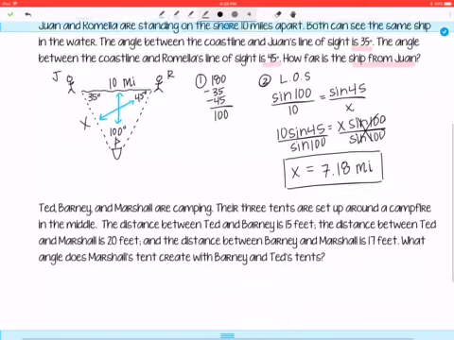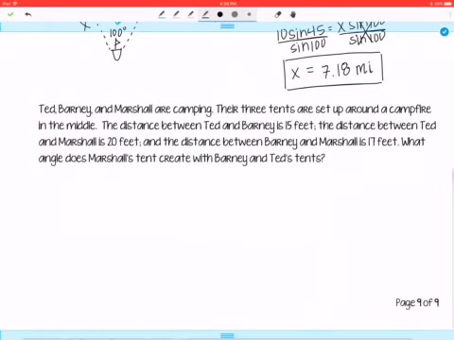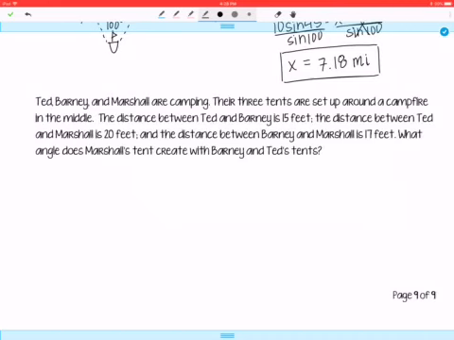All right, and for our last one, Ted, Barney, and Marshall are camping. Their 3 tents are set up around a campfire in the middle, so we are going to have a triangular picture here. The distance between Ted and Barney is 15 feet. The distance between Ted and Marshall is 20 feet. And the distance between Barney and Marshall is 17 feet. What angle does Marshall's tent create with Barney and Ted's tents?